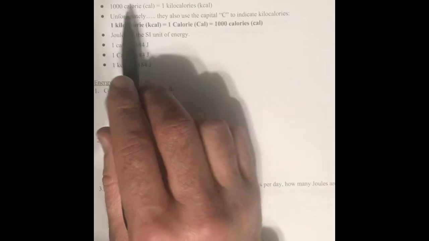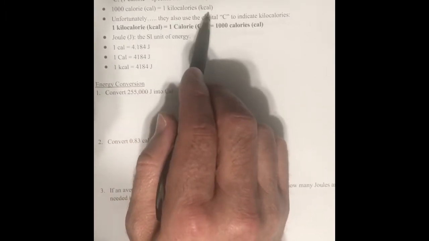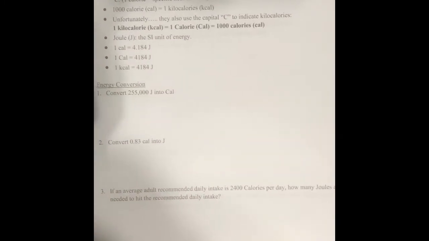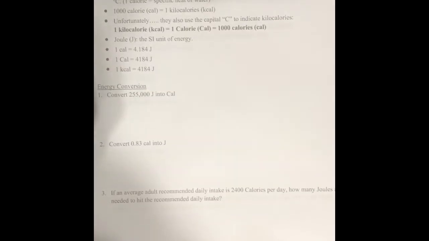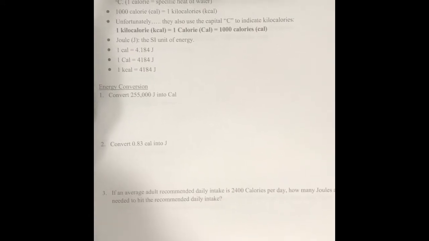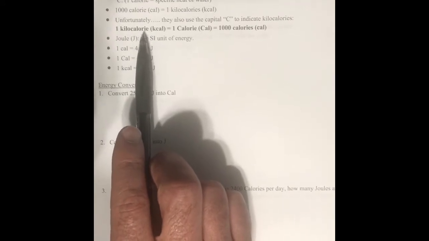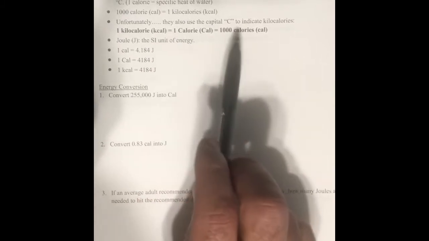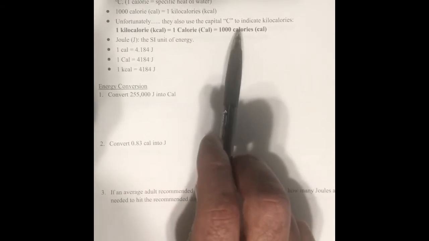1,000 calories is equal to 1 kilocalorie. It's a metric to metric conversion. Unfortunately, they also use the capital C to indicate kilocalories. I don't know why they do it. It's kind of annoying actually, but 1 kilocalorie is the same thing as 1 capital C calorie. So you really have to pay attention and watch capital and lowercase for the calories. 1 capital C calorie is equal to 1,000 lowercase c calories.